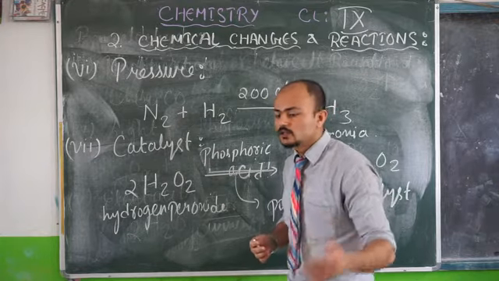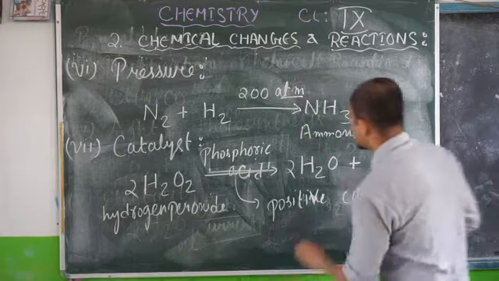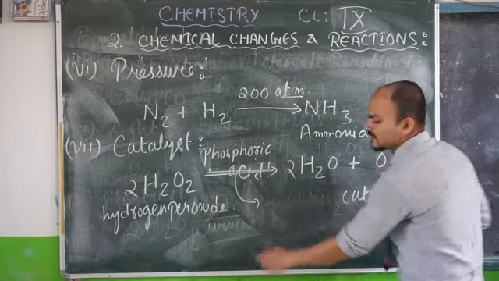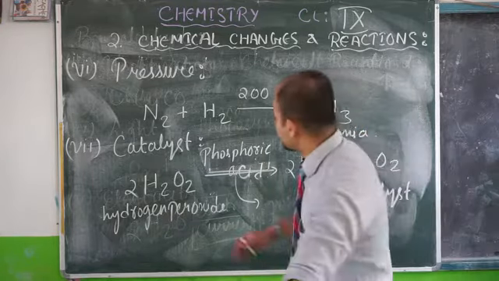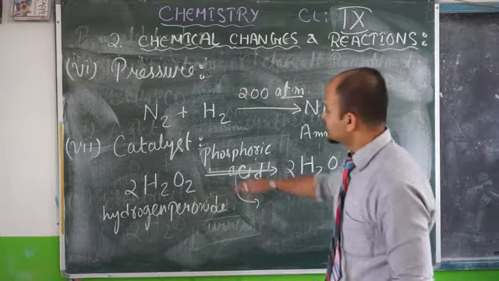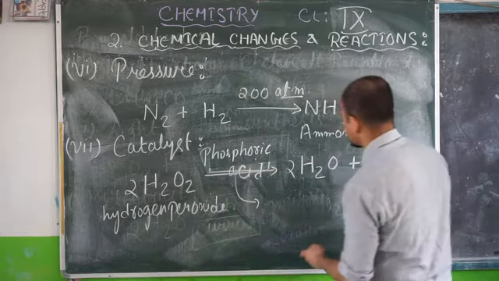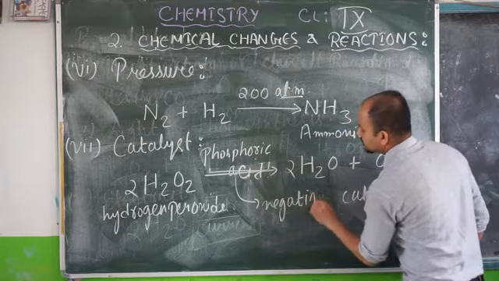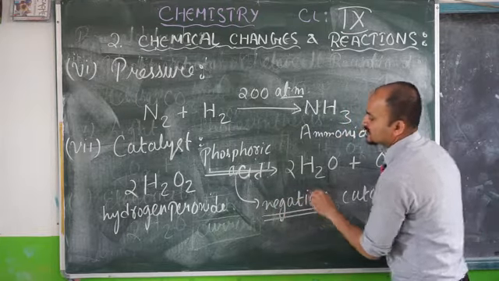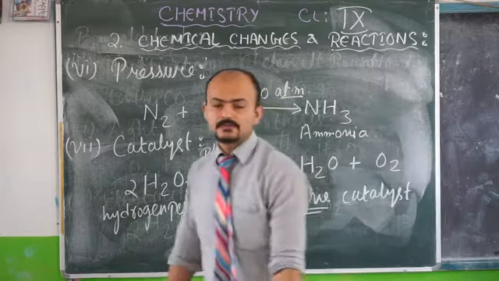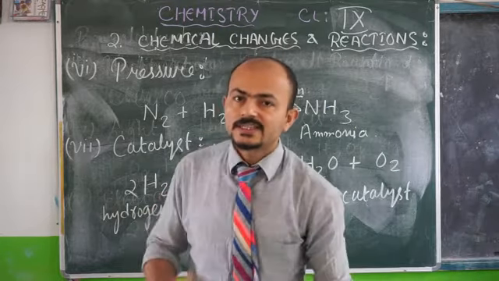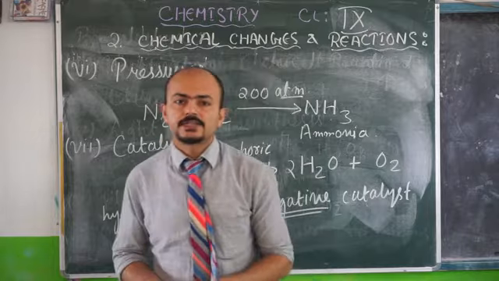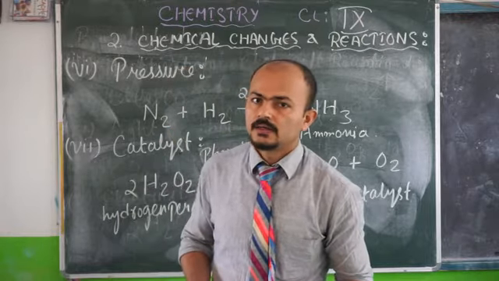Therefore, now it is no more a positive catalyst. Since it is decreasing the rate of this reaction, such a catalyst will be known as a negative catalyst. What does a negative catalyst do? It decelerates or decreases the rate of the reaction.